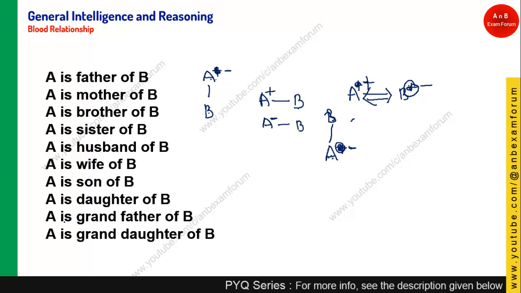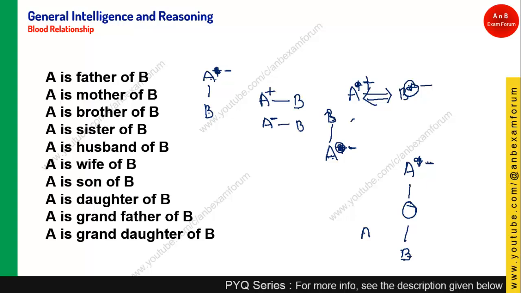Next one is A is grandfather of B. Grandfather means he is male, and there will be a gap of 2 generations. Here the middle person we don't know, but the final one is B. B is either grandson or granddaughter, but definitely A is male because it is grandfather. Similarly, if A is granddaughter, instead of plus it will become minus.